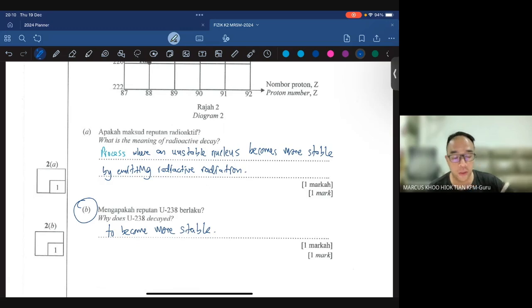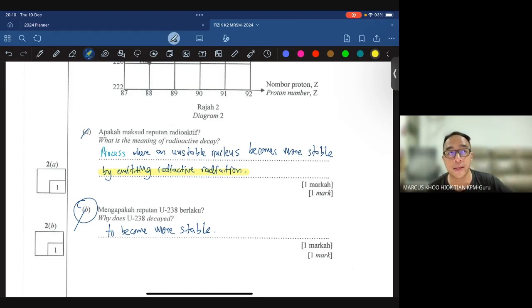Okay, so if you can get A, you can get B already actually. But probably in terms of the definition, it will be a little bit more tough. For some, you may forget this one. How does it become more stable? It becomes more stable by releasing some radioactive radiation.